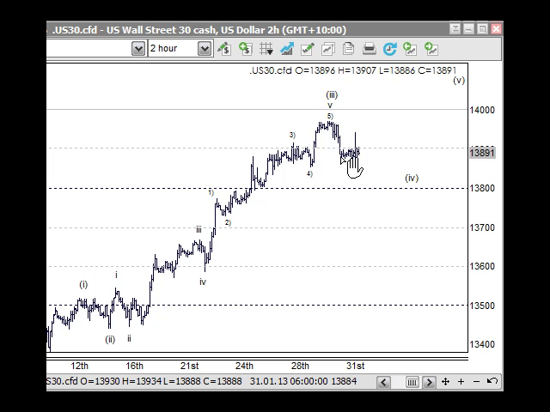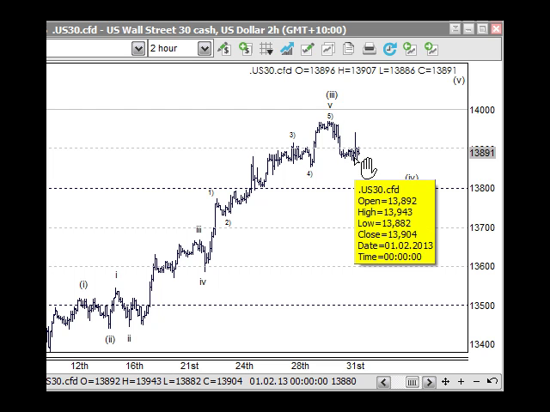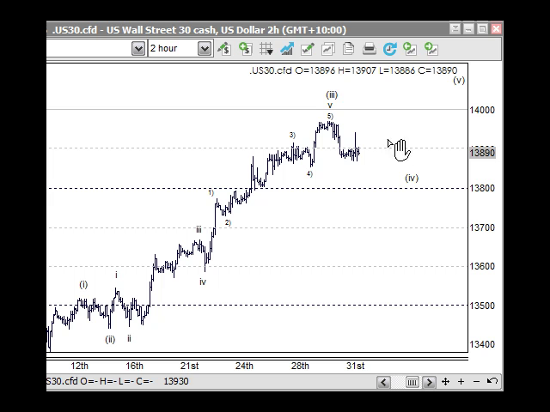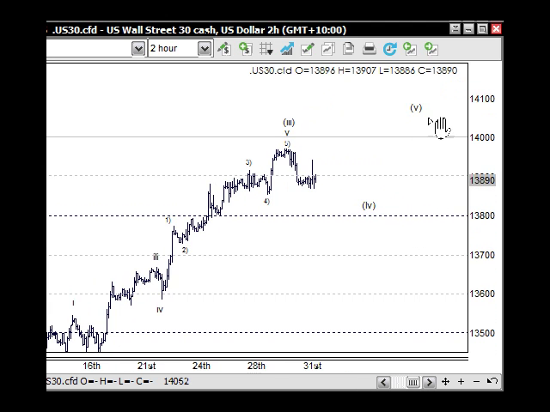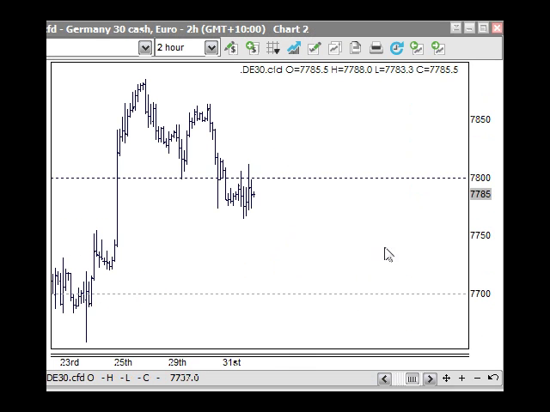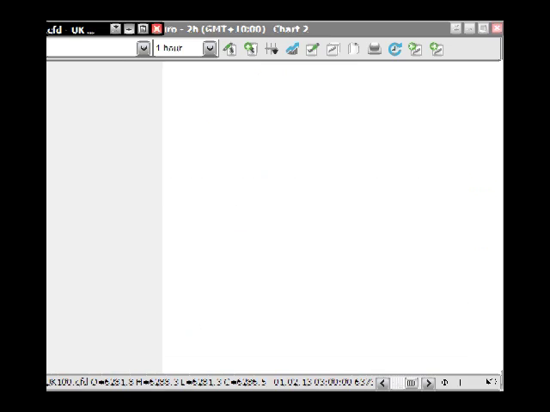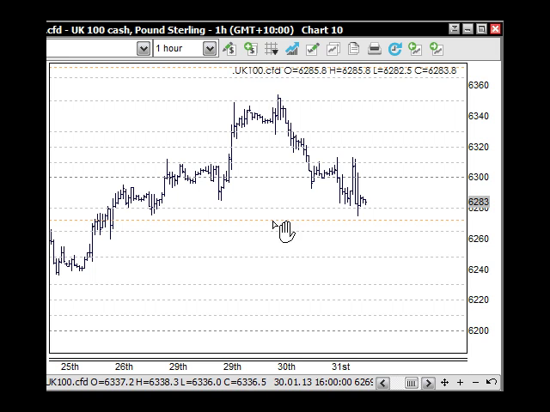The 5 little waves down through here are part of the A wave, the B wave and the C wave, and then we'll be looking for the first high above the 14,000 level for the Dow Jones. Now, the European markets are the same, and the same for the Australian market as well. Have a quick look at the European markets. The DAX is just working across the 7,800 here, so work that with the S&P 500. The UK market is doing the same thing as well.